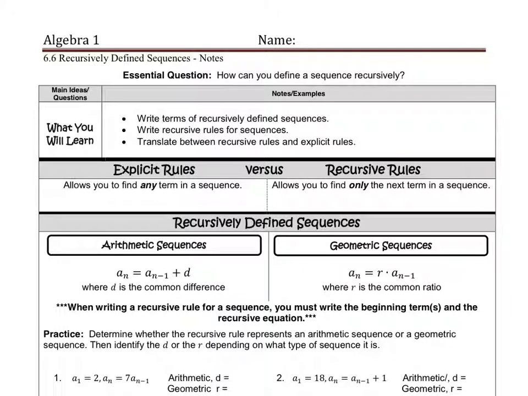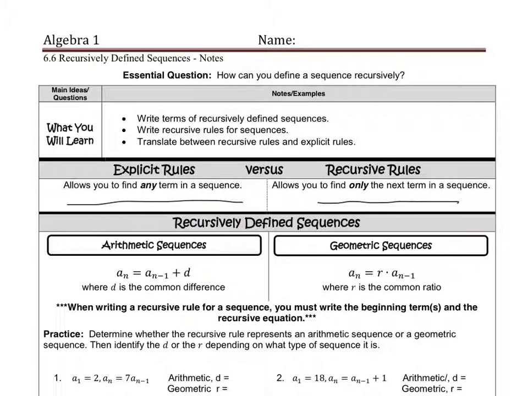Okay, so when we started working on sequences a couple of classes ago, we were dealing with what we call explicit rules. Explicit rules are rules that we can write for any term, so we were finding it for the nth term. Today we're going to learn how to find what's called a recursive rule. A recursive rule only lets you find the next term in the sequence.